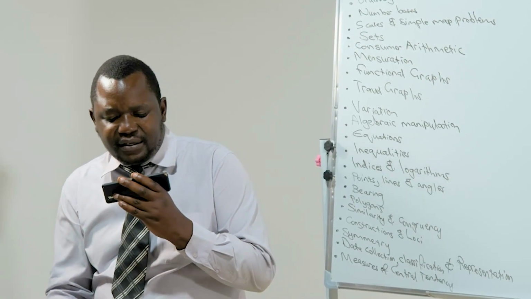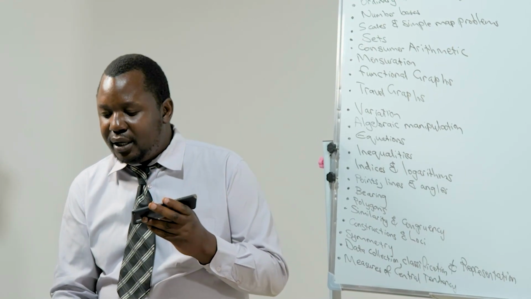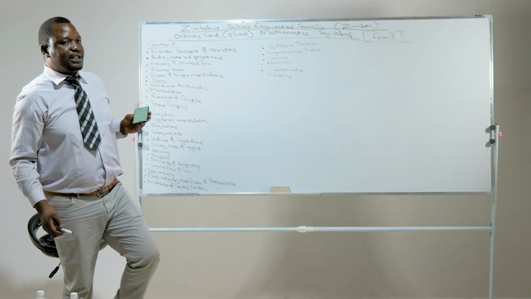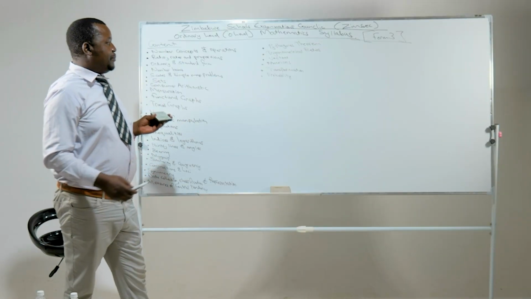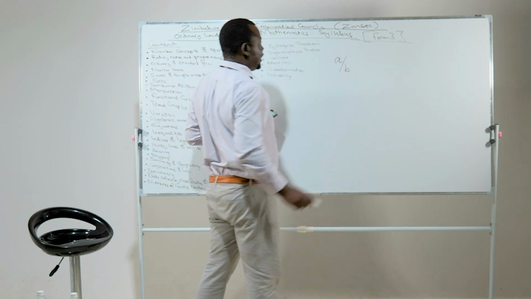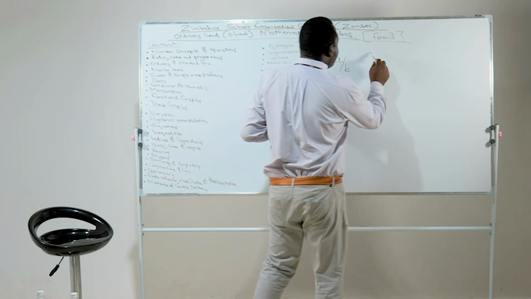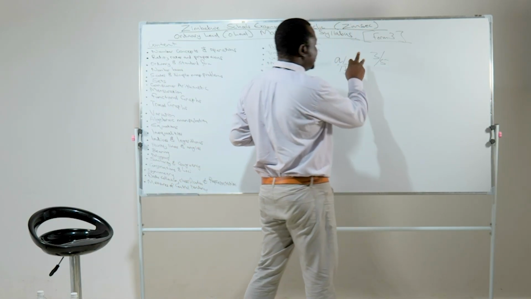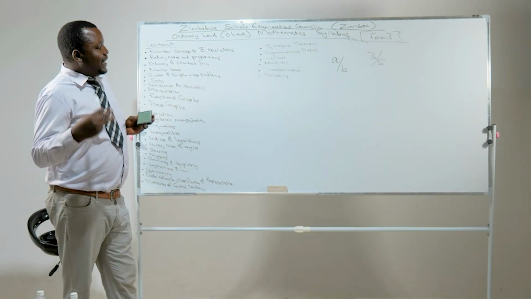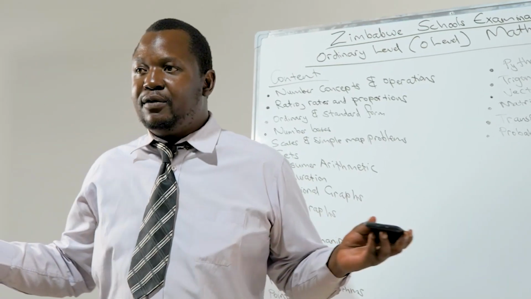Then the second objective, identify rational and irrational numbers. Rational numbers are numbers that can be expressed as fractions, numbers that can be expressed in the form A over B. For example, 3 over 5 is a rational number because it can be expressed in a fractional form. Then irrational numbers are numbers that cannot be expressed in a fractional form.